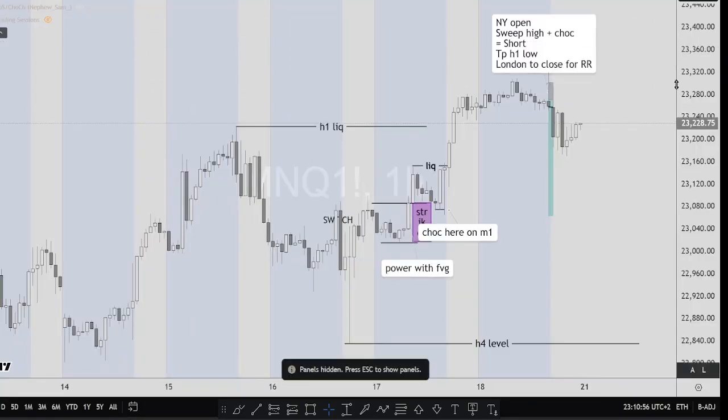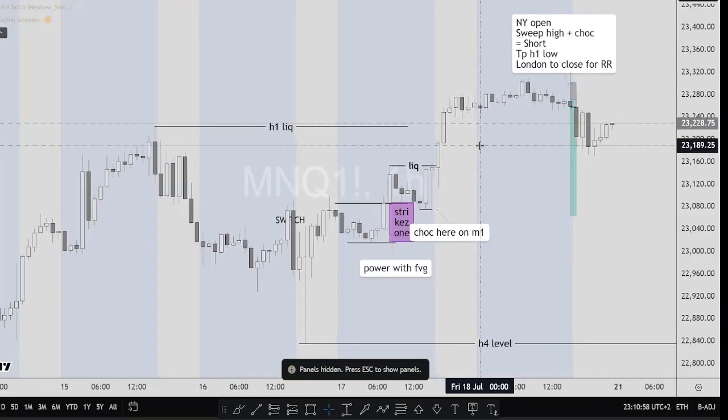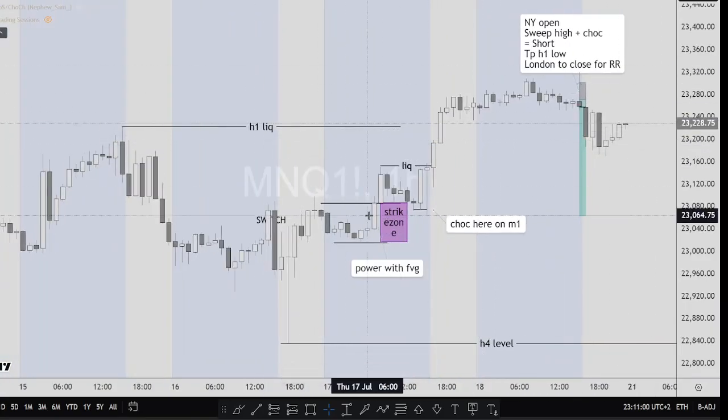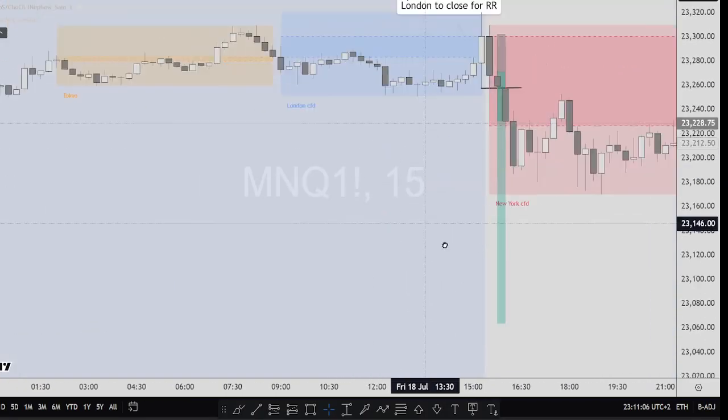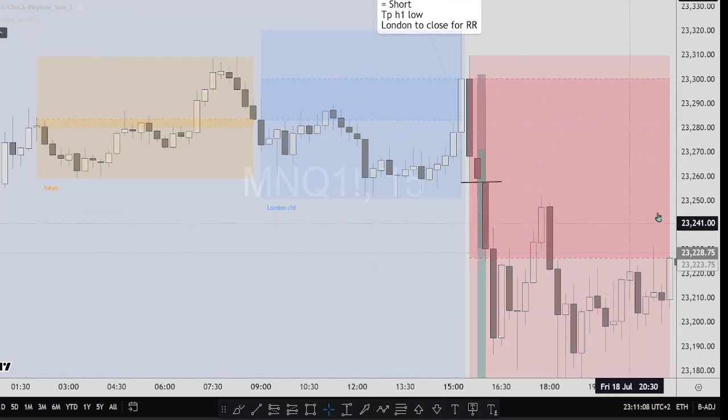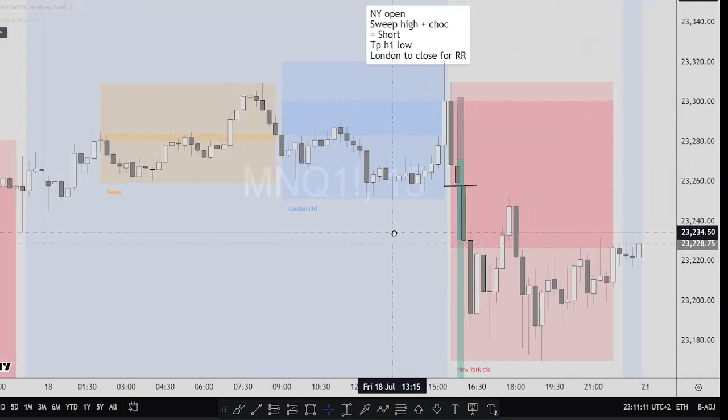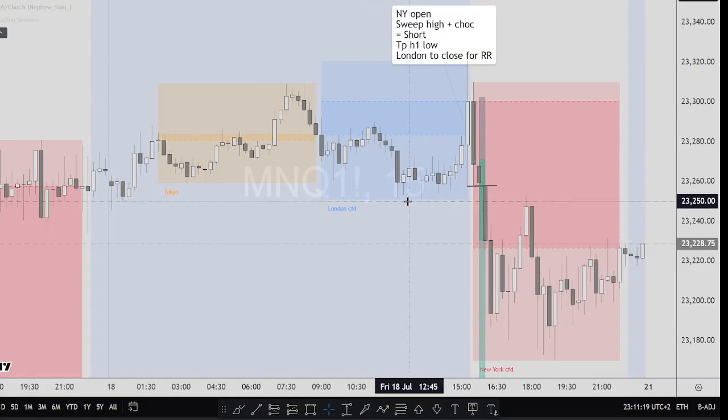Let's just go on, because I haven't really checked it before the video. I will see if we can find it. Let's go on 15 and find it. Yes. What do we have? So, New York Open, sweep high, change, short, TP, H1 low in this case, because the London is too close for the R. It's close, too close, right?